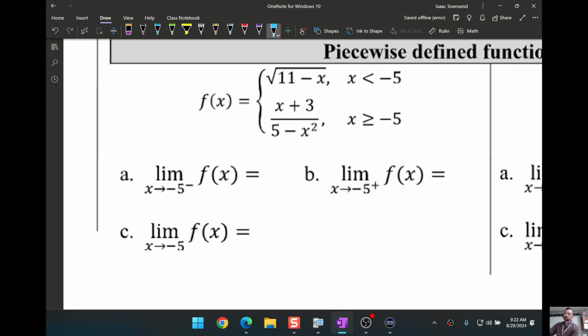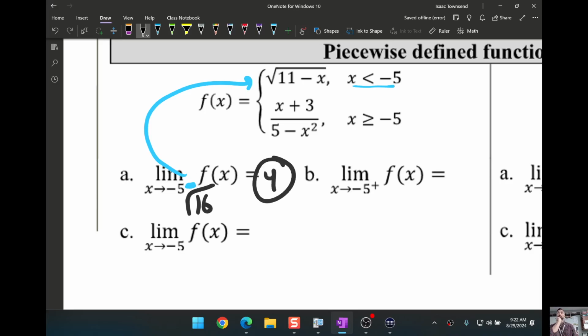So, the limit as x approaches -5 from the left. Which one of these two talks about x values to the left of -5? Top. Very good. So left means when x, think about on a graph, to the left is when it's a little bit smaller. So if you want to know the limit from the left, it looks like we should plug into the top. And our answer would come from 11 minus -5, and then square root, so 4.